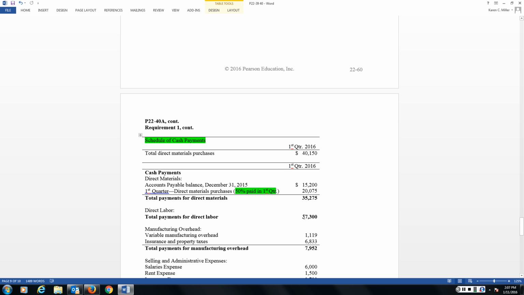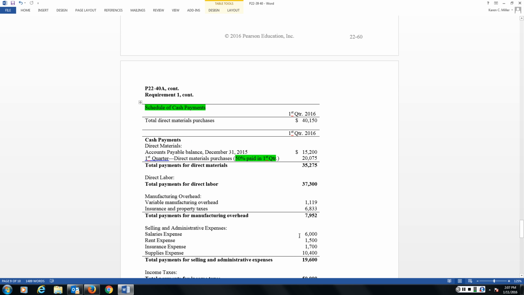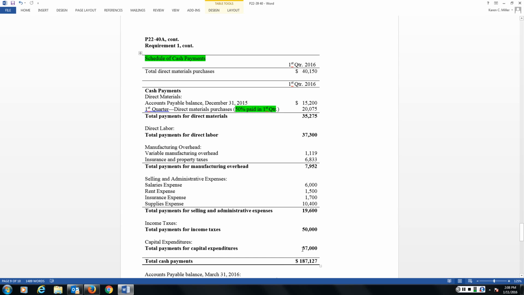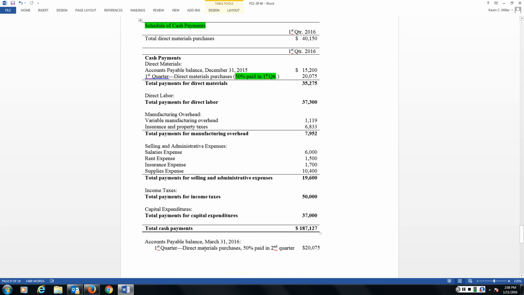The direct labor, your textbook says we're going to pay that as soon as it's incurred. Overhead, we're going to pay that as soon as it's incurred. The same thing with salaries, and selling and general administrative expenses. So these are fairly basic. We pay them as they take place. We've spread our taxes out for each quarter, and we know that we're going to spend $37,000 on new equipment in the first quarter. So I can calculate my total cash disbursements of $187,000. I can also calculate my accounts payable because I know that if I only paid for $50,000 of my material purchases in the first quarter, I'm going to have to pay for the other 50% in the second quarter.